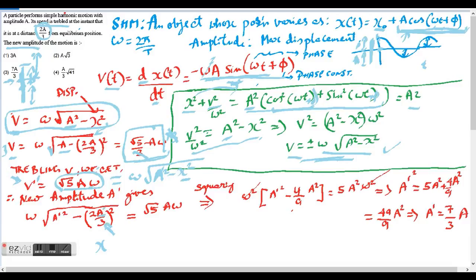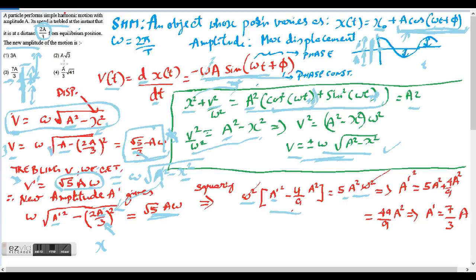All right, so let me equate these two. Root 5 a omega is equal to this expression right here. So omega times the square root of new amplitude squared minus 2a by 3 whole squared is equal to root 5 a omega. And then let me square both sides to get rid of the square roots. What will I be left with? Omega squared times new amplitude squared minus 4 by 9 a squared is equal to root 5 squared, which is 5, times a squared omega squared, right?